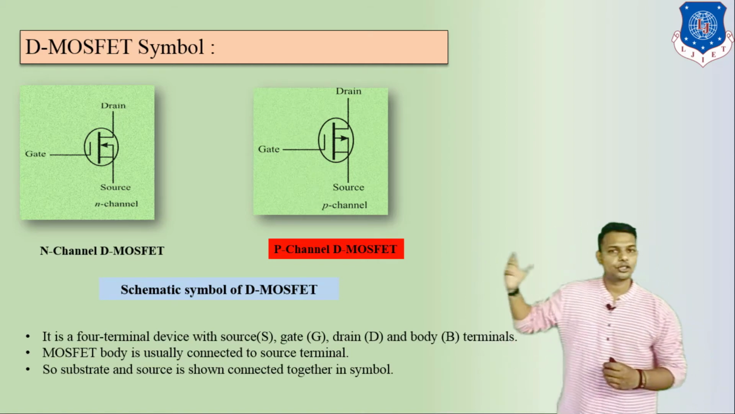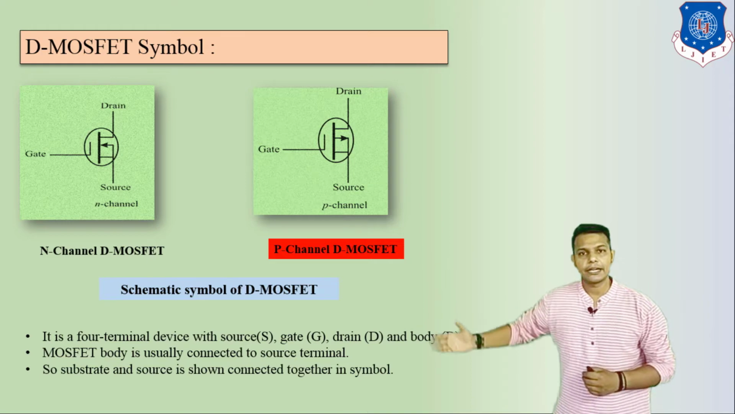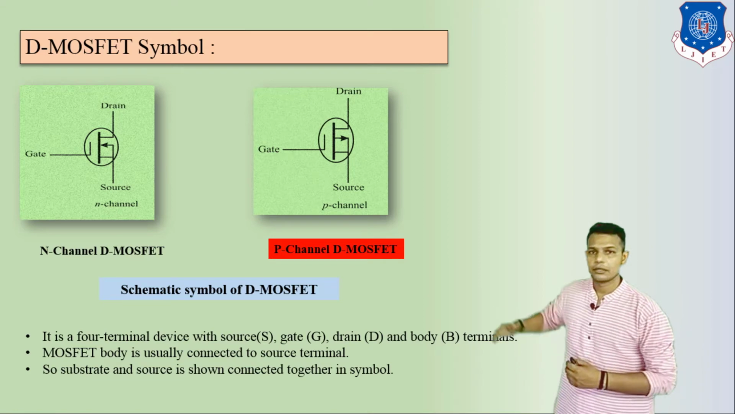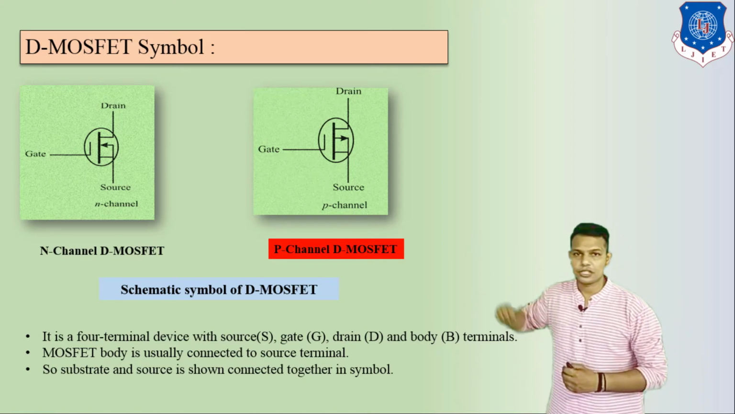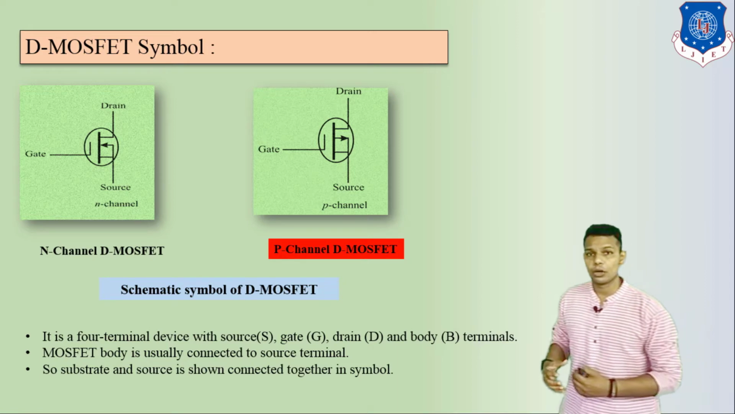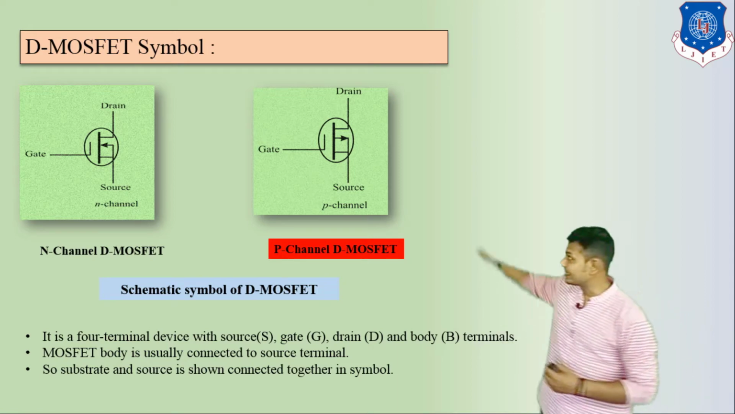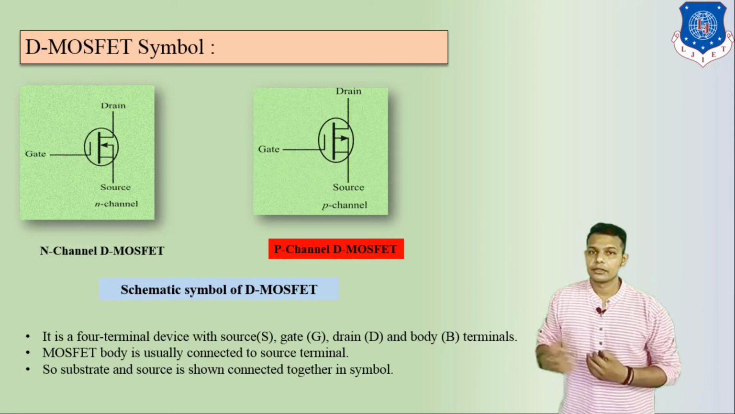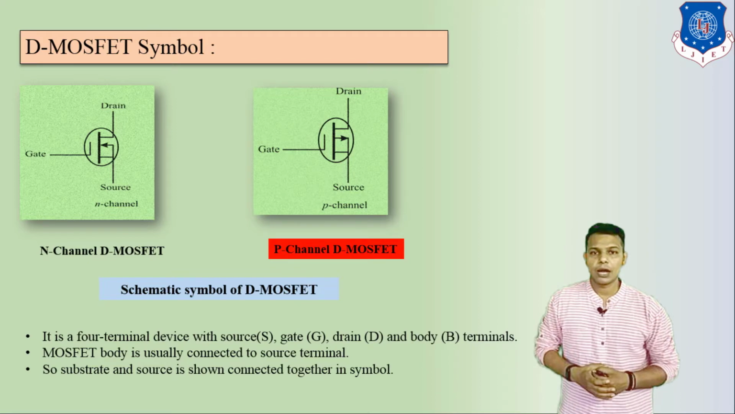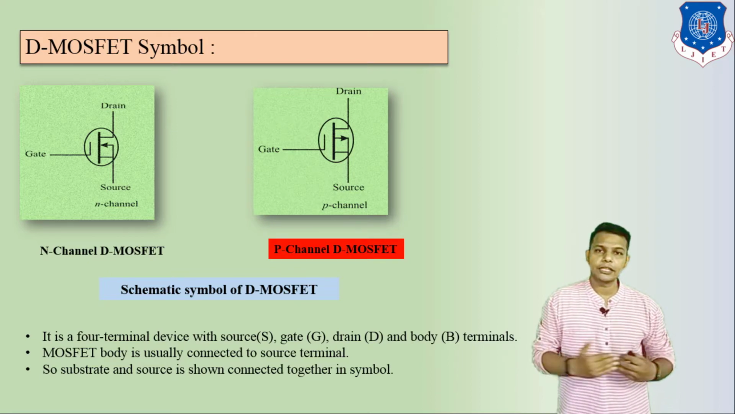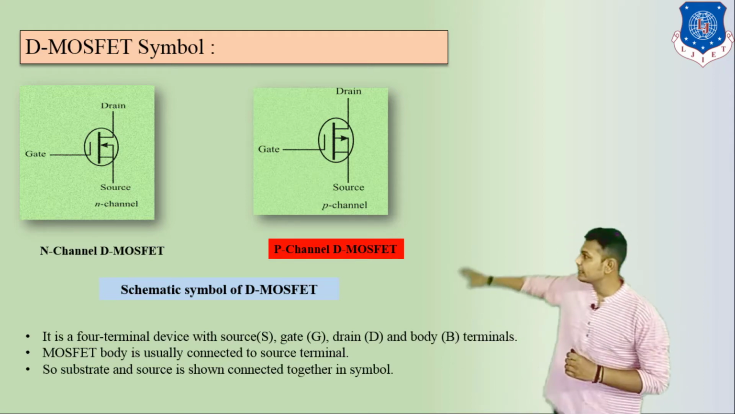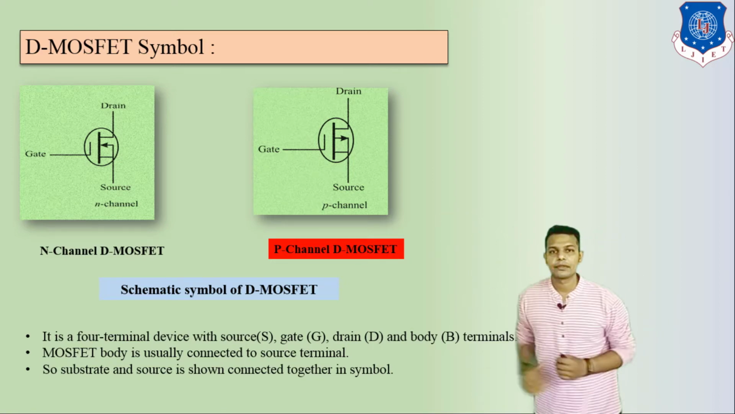Here we can see three different terminals: drain, gate and source. We apply our input voltage between the gate and source terminals, and we will get output voltage or output current at the drain. So this is the connection of P-channel D MOSFET. Now the MOSFET body is usually connected to the source terminal, so substrate and source are shown connected in this symbol. We can see this is connected.